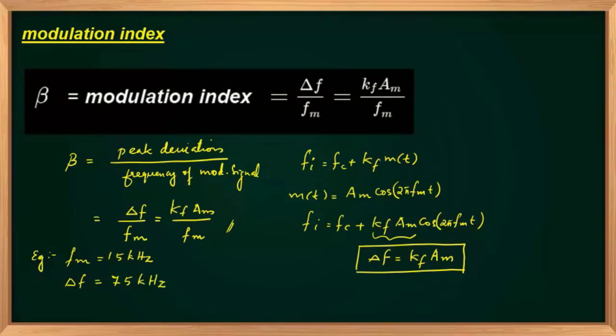So what will be the modulation index? Can you find the modulation index if the modulating frequency is 15 kilohertz? Yes, Chetana, right answer. It is obtained by taking the ratio of frequency deviation delta f divided by modulating frequency fm. That is 75 kilohertz divided by 15 kilohertz. So we'll get 5.